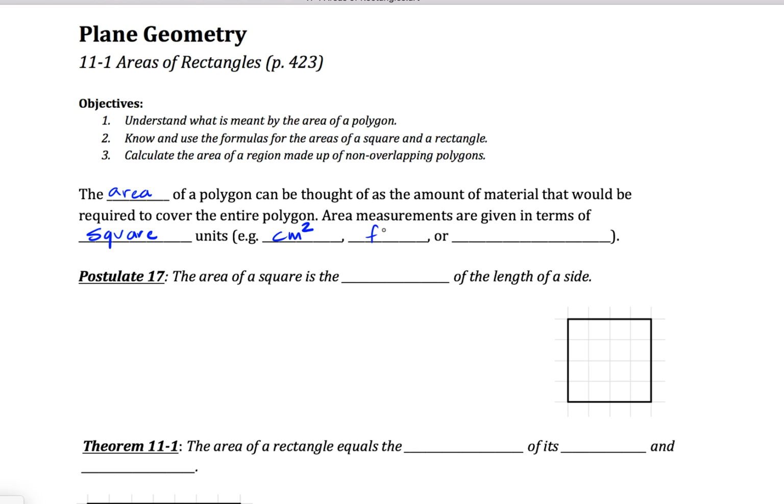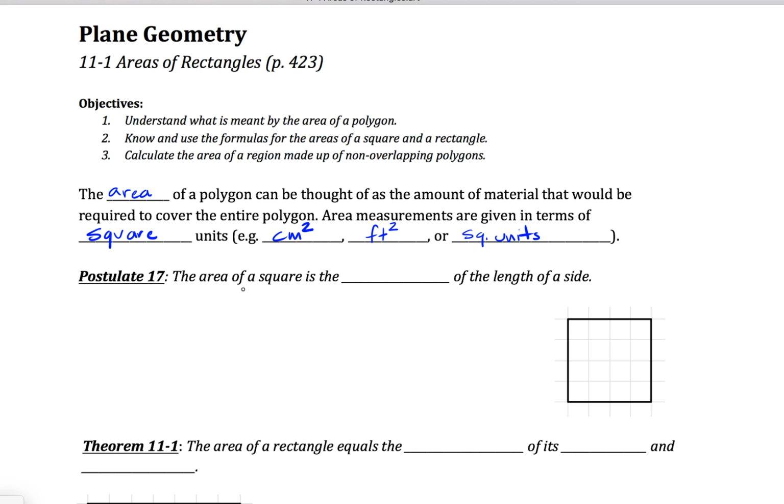If you were measuring the length of one side of a shape in feet, then the area measurement would be in square feet. Or sometimes we'll just say square units. If it doesn't specify what unit we are measuring in, we'll sometimes give the area measurement in terms of square units, or sometimes I'll abbreviate that as sq units.